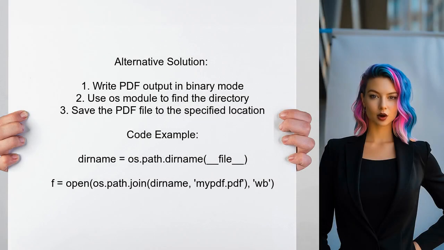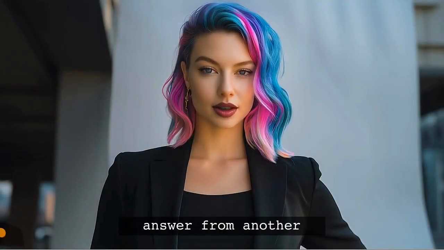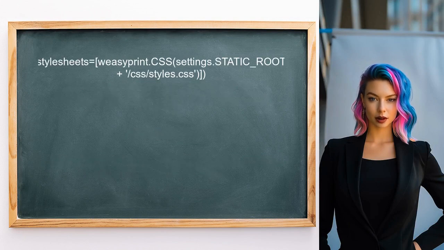An alternative approach shared by a user involves writing the PDF output in binary mode. They suggest using the OS module to determine the directory and then saving the PDF file directly to that location. Now, let's dive into a different answer from another user. An alternative approach from another user suggests modifying the file path. They recommend replacing myfile.pdf with an absolute path to ensure the PDF file is generated and stored correctly.